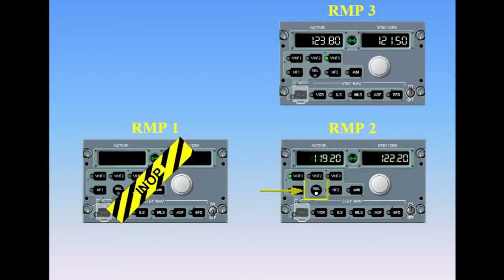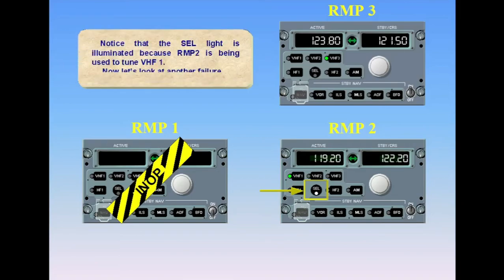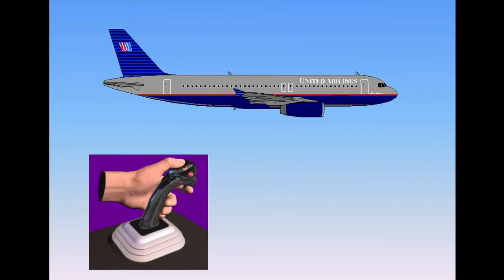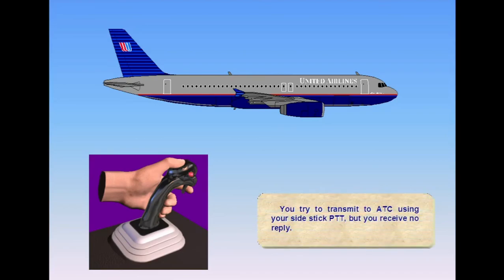Now let's look at another failure. You try to transmit to ATC using your side stick push-to-talk, but you receive no reply. When you check your ACP, you see that all the lights are extinguished. You try to select VHF-1 for transmission, but your selection has no effect.